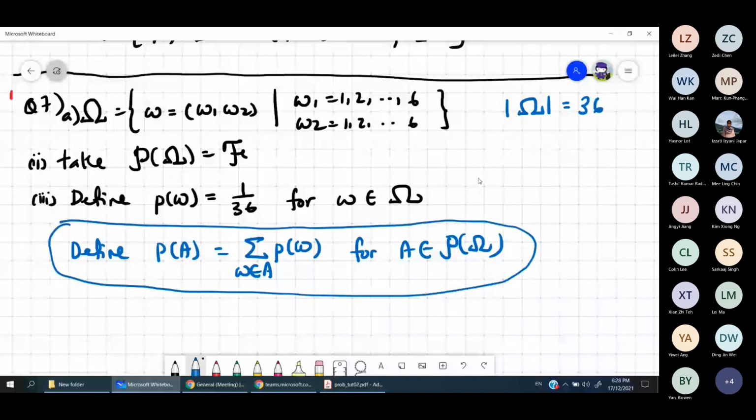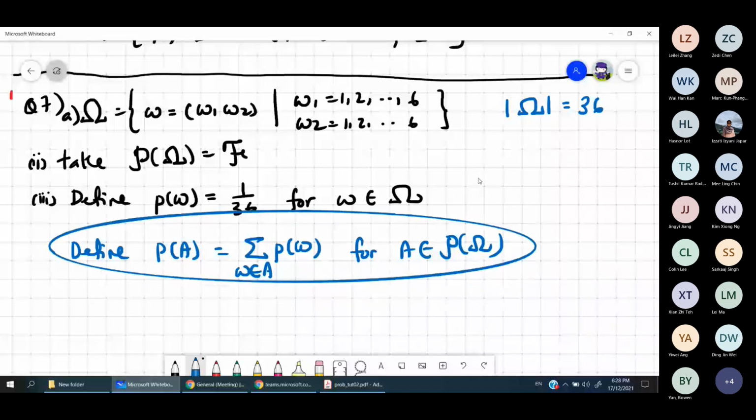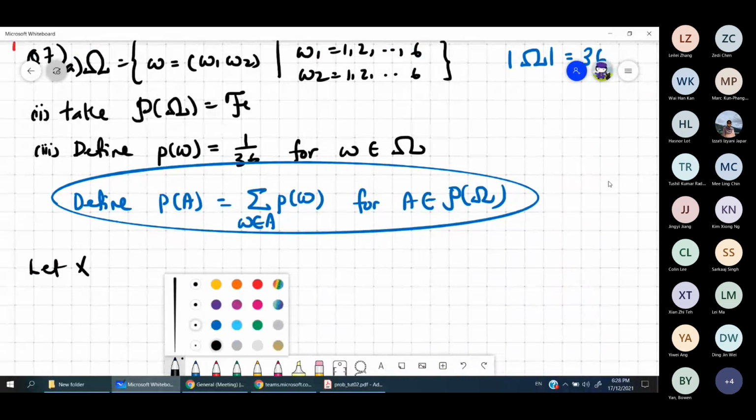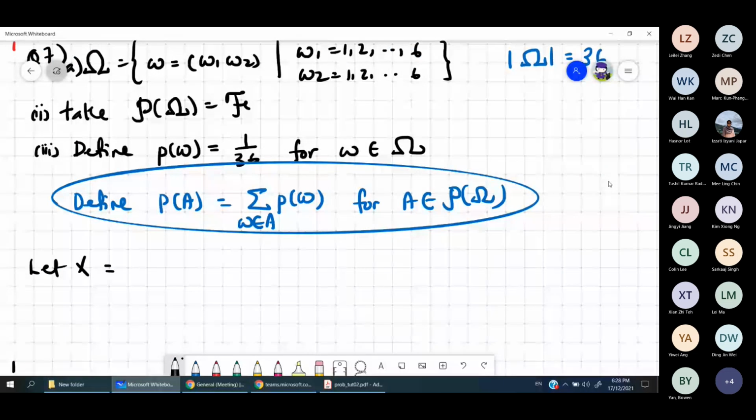So this is part A. Now we let X be the sum of the two numbers. That means X will be equal to omega 1 plus omega 2. So X of omega will be the sum of them, omega 1 plus omega 2. From here, I think this is quite straightforward.